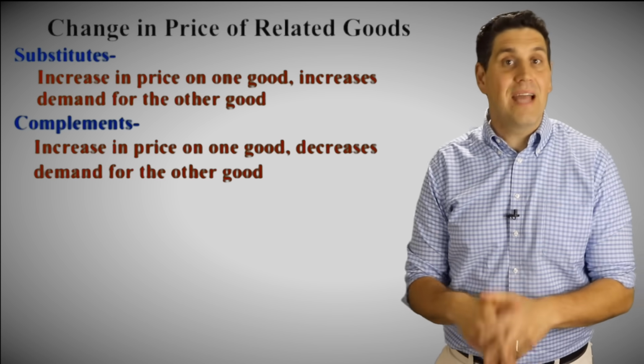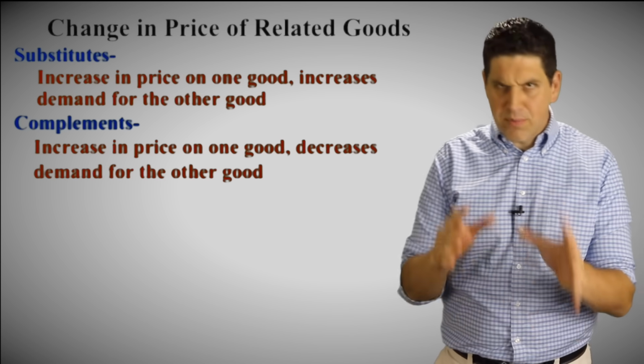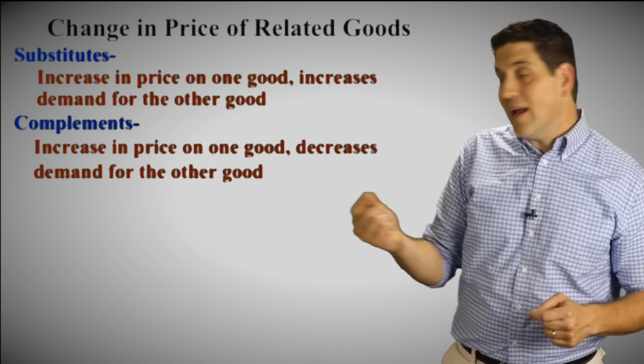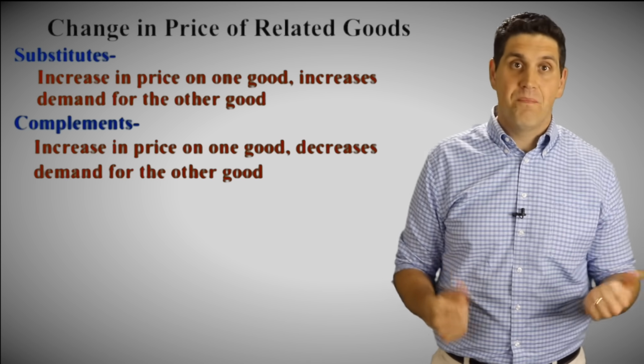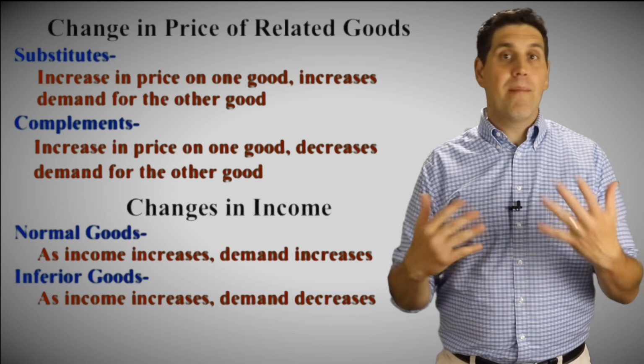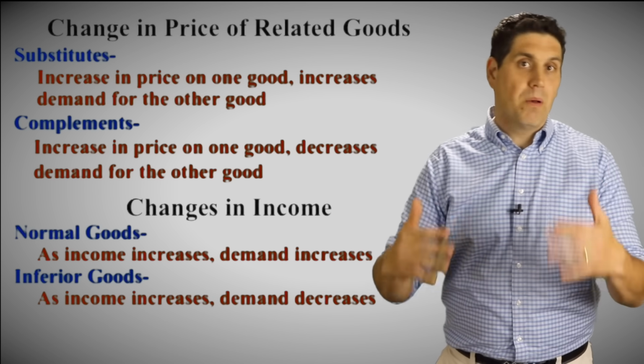The next thing we're talking about is the idea of substitutes and complements. Remember, substitutes are two products you buy in place of each other. Complements are two things you buy together. The price of one affects the demand for the other. There's also normal and inferior. Normal goods are when the income goes up, people buy more of it. Inferior goods, when income goes up, people buy less of it.